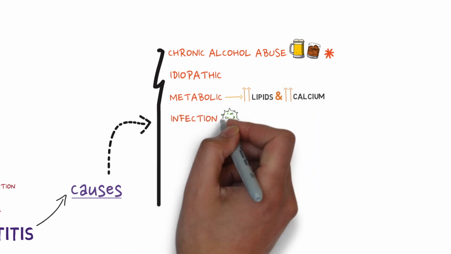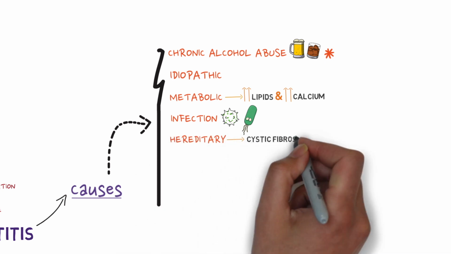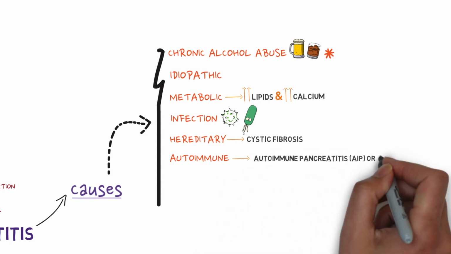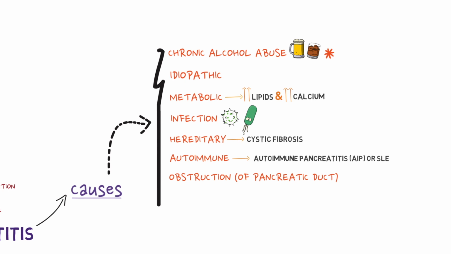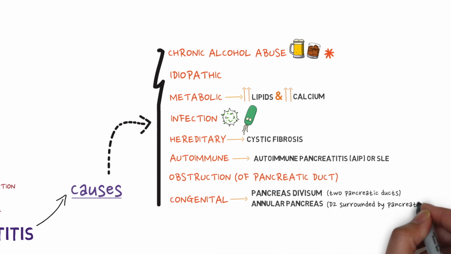infective causes, hereditary causes such as cystic fibrosis, autoimmune causes such as autoimmune pancreatitis or SLE, any obstructions of the duct, either due to cancer or stricture formation, or any particular congenital causes such as pancreas divisum, in which there are 2 pancreatic ducts, or an annular pancreas, in which part of the pancreas is wrapped around D2.